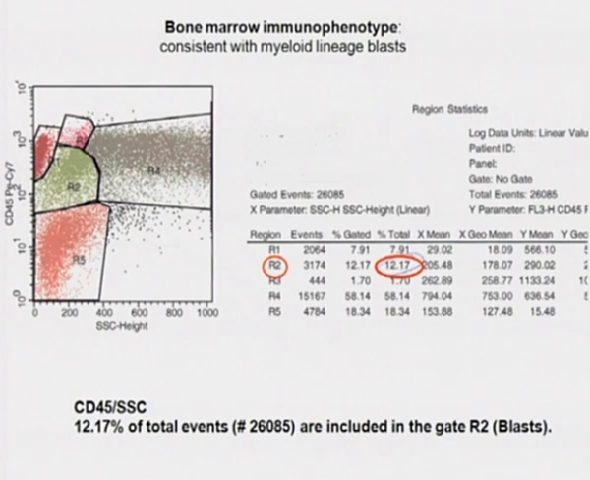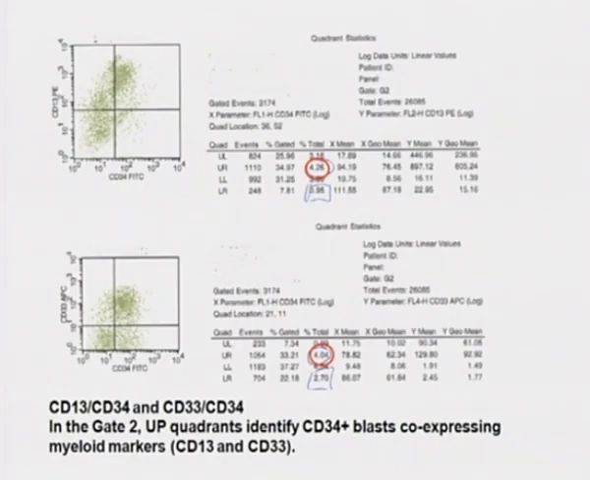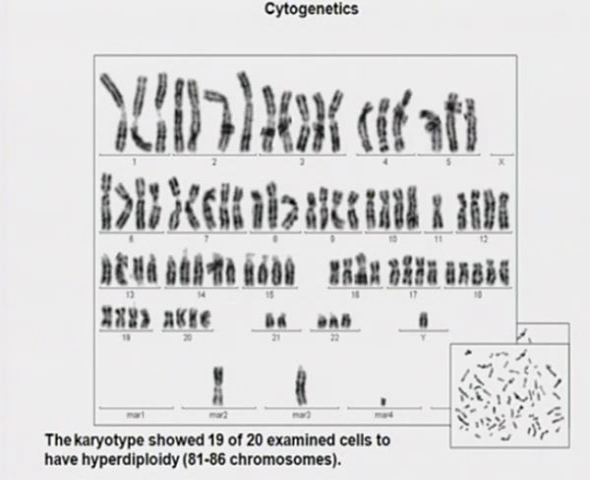Going through the flow, through this zone, the blast zone, we have 12% of total events included in this, that is the gate of the blasts. And from the point of view of the flow, this was CD13, CD34, and CD33, and there were blasts expressing CD13 and CD33. So myeloid blasts.